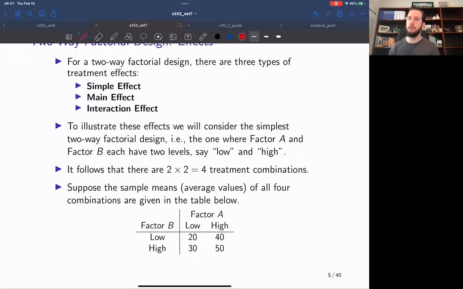But in this situation, it's a much simpler scale. We have 4 total treatment combinations, and the values inside this table represent the means at each of those treatment combinations. There would have been some number of replications at each combination, and we've just taken the mean of those replications.